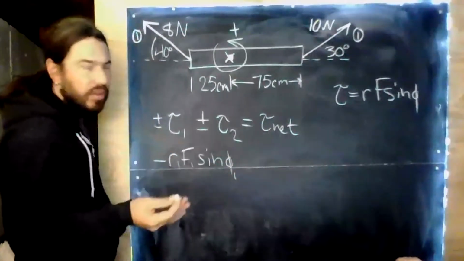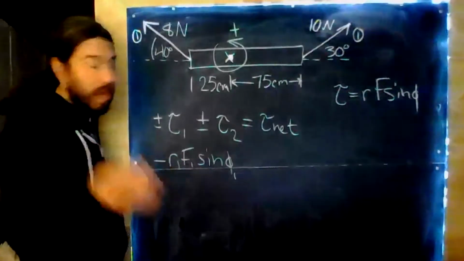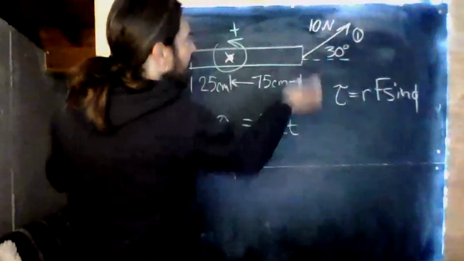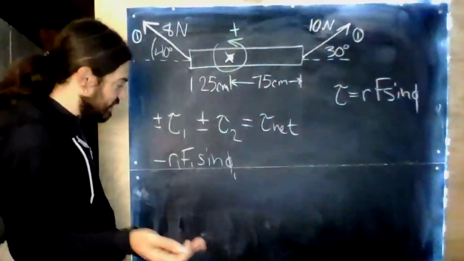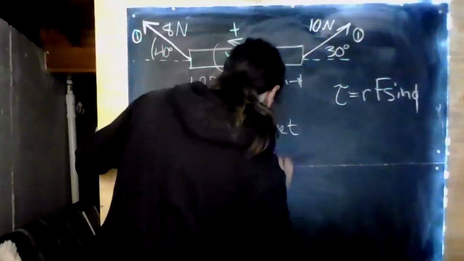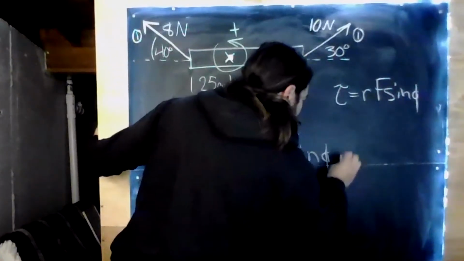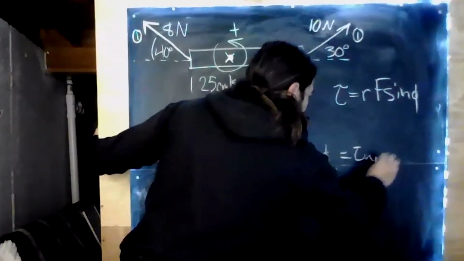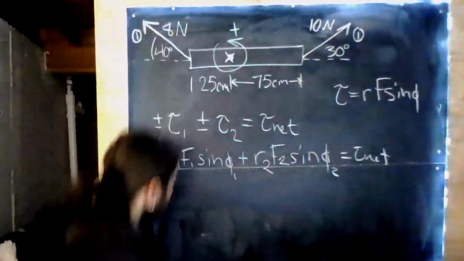Again, we're being very general here since this is the first torque problem we've done. Then we've got this torque right here. It's trying to rotate it in a counterclockwise or a positive sense. And so that should be plus, and again, we're being very general, R2 F2 sine phi 2. That equals torque net. And now we can plug in our numbers.